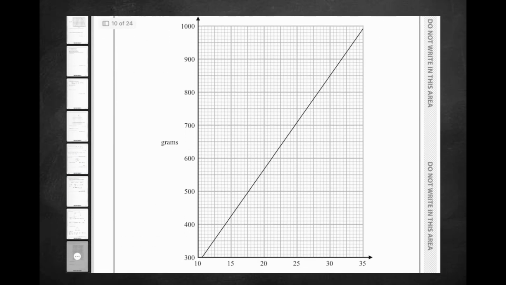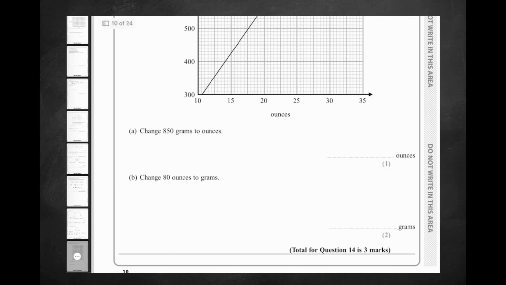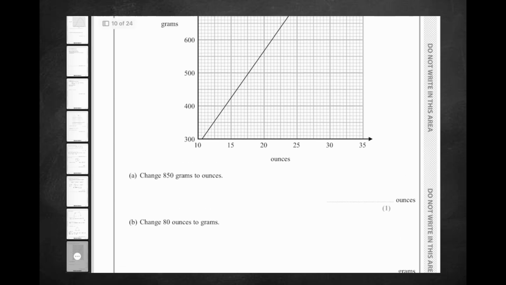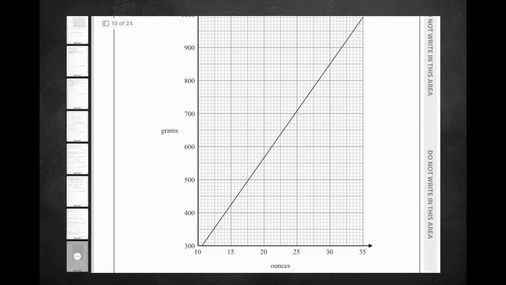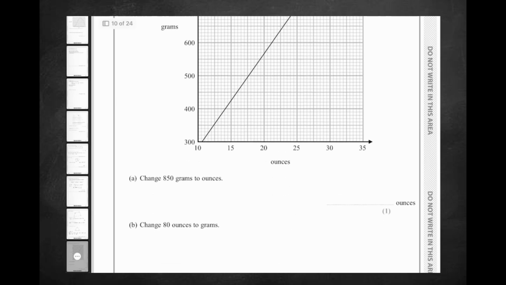Question 14. You can use this graph to change between ounces and grams. Change 850 grams to ounces for part A. So we'll go a bit higher up. 850 is going to be here. So we just have to work our way along to here and work our way down. That would be 30 ounces.